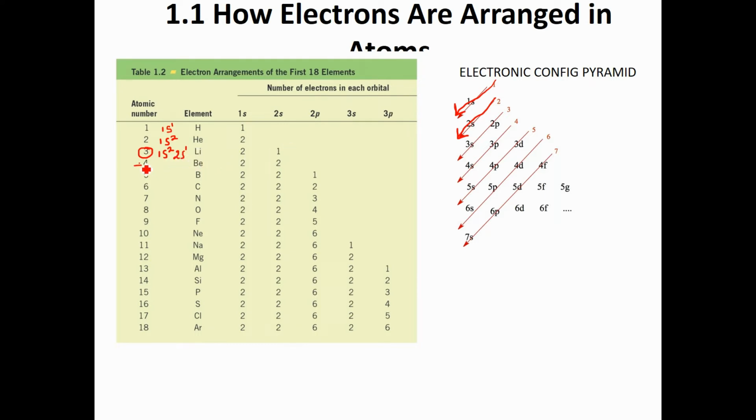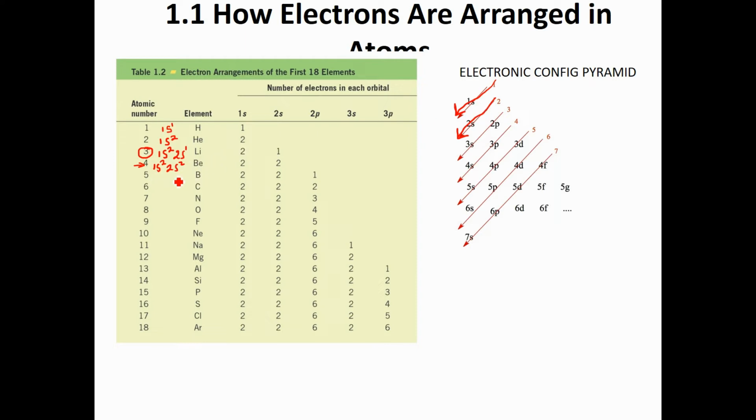Beryllium has atomic number 4. So the electronic configuration will be 1s2 filled up. Then we move to 2s, 2s2, the second shell. After the first shell is filled up, we go to the second shell, 2s2. And that takes care of the 4.